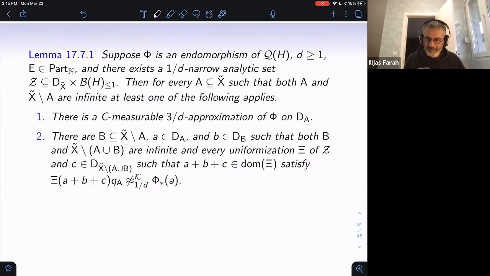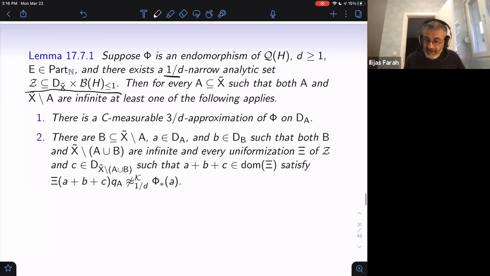So we have phi, an endomorphism of the Calkin algebra, D greater or equal than 1, E in the projections of n, and there is a 1 over D narrow analytic set Z, a subset of the domain of X tilde cross B(H), less or equal than 1. So it's a similar situation to the output of the previous lemma, except that here we are just talking about a 1 over D narrow analytic set. We don't know how good it is.